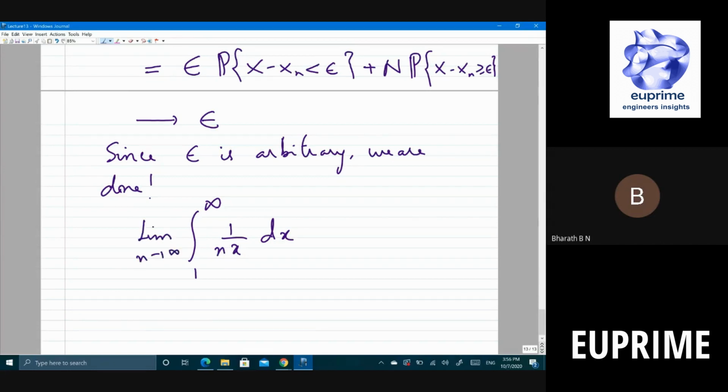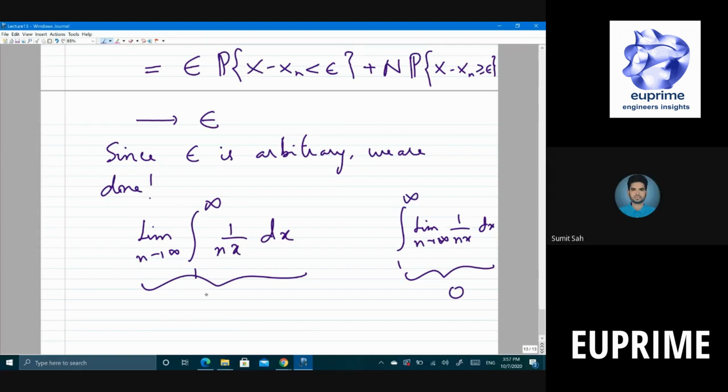What is the answer? And let's do this also. What is the answer for this? Hey, please tell me what is the answer for this, man? 0, right? Because the limit is 0, so the integral of 0 is 0. What is the answer for this? Also infinity, 0, sir.